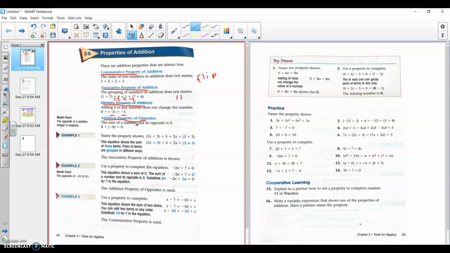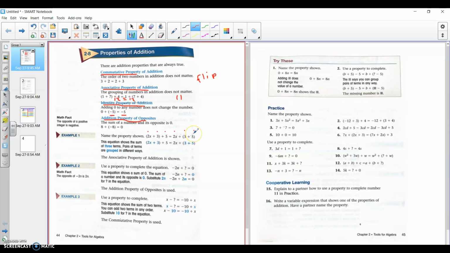So now all you have to do on today's work is there are three examples. You're going to have to name the property and then use the property to complete. It's pretty simple and straightforward. You did this in middle school. Here you are, name the property in example 1: 2x plus 3 plus 5 equals 2x plus 3 plus 5. Well, the first thing you should know is that 2x, 3, and 5 are the same digits, 2x, 3, and 5 on the right side.